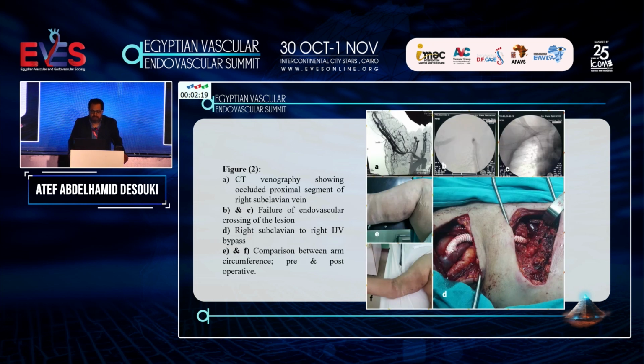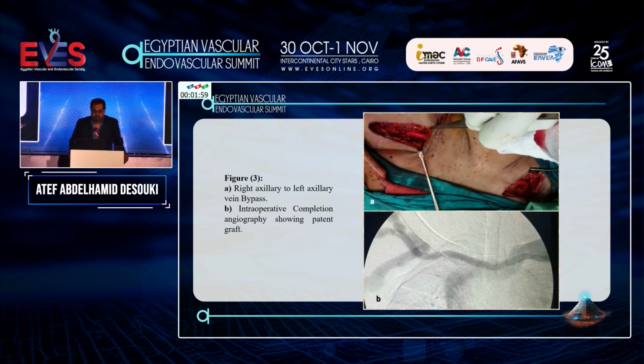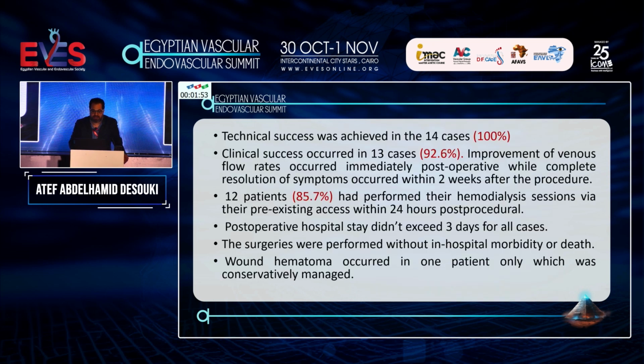In the other one, the CT venography shows an occluded proximal segment of the right subclavian vein, with failure of endovascular crossing of the lesion. We did a right subclavian to right internal jugular vein bypass, and we can see a comparison between the size of the arm pre and post. The other one is a right axillary to left axillary vein bypass, and this is an intraoperative completion angiography showing the patent graft.